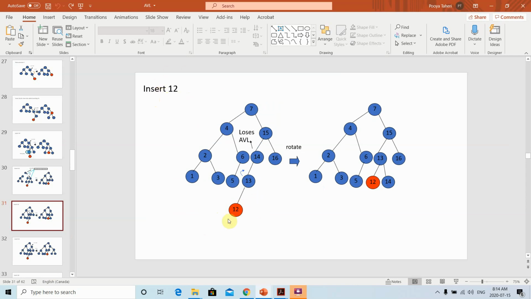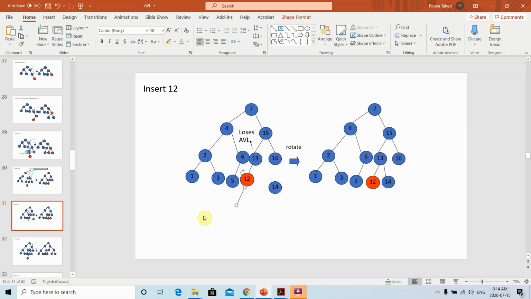We insert 12, right? It's going to be inserted here. The balance factor is 0, balance factor is 1, balance factor is 2. We stop right here. This is our pivot. This is a very simple left-left case. What do we have to do? We basically have to pull this down, we have to do a right rotation. This goes up here, and this goes up here. So that's how we can make the tree balanced, right?